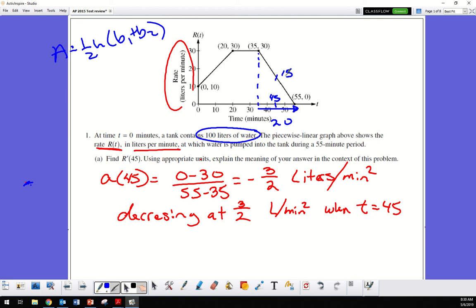Yeah. Okay, but from the first question, don't I also know the slope here? And so for every one it goes over, it goes down 3 over 2.